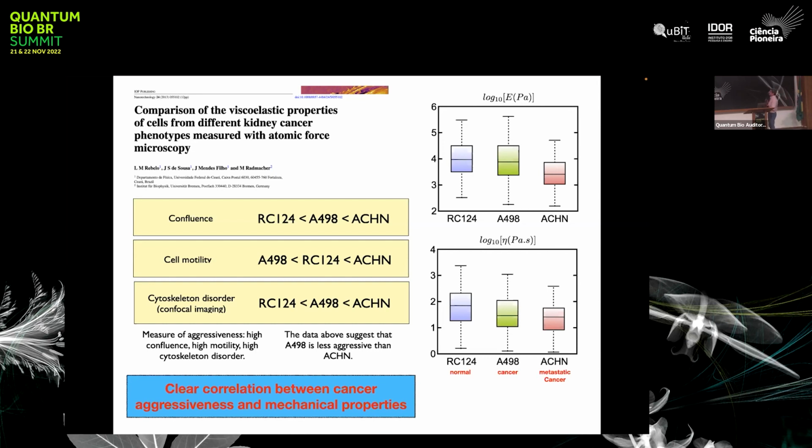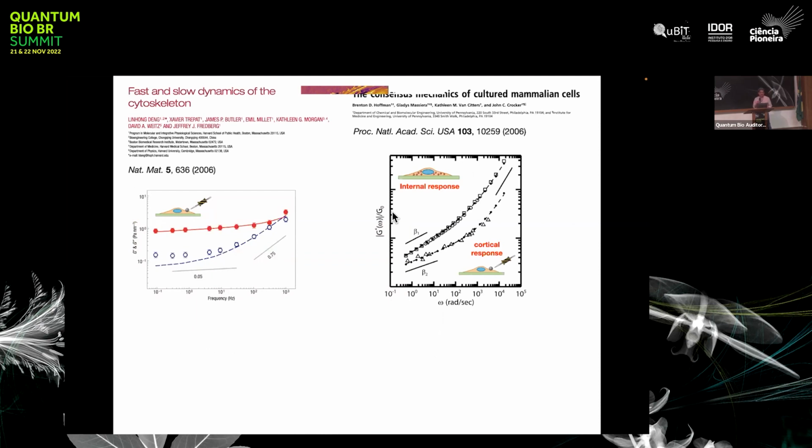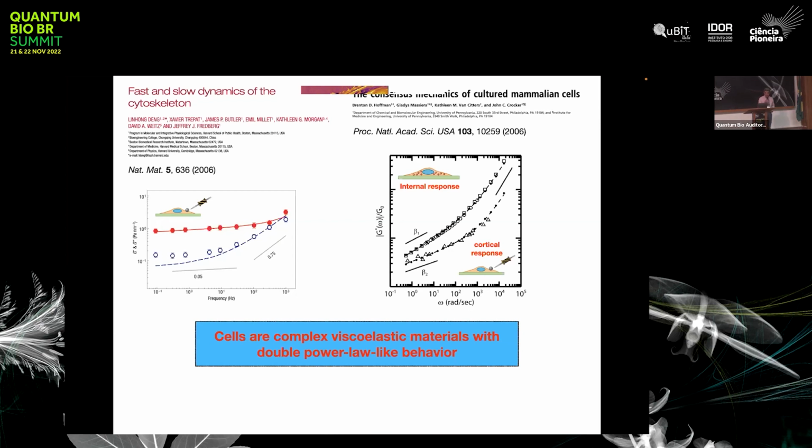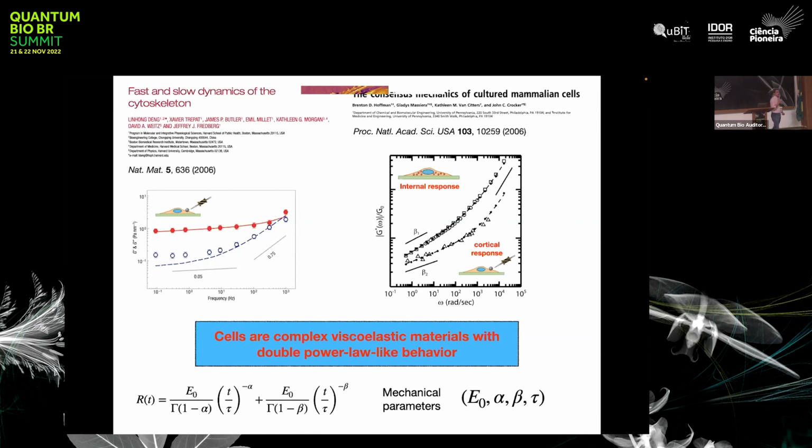But cells are very complicated viscoelastic objects. Several works in the literature say that there are two viscoelastic regimes. There is a fast relaxation regime that occurs for time scales below 10 milliseconds, and there is a slow viscoelastic regime for time scales larger than 10 milliseconds. And also, cells relax following a power law. And then we went back to our model and we developed a two power law viscoelastic regime.